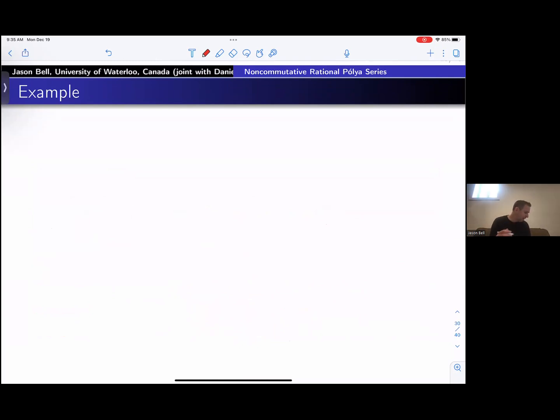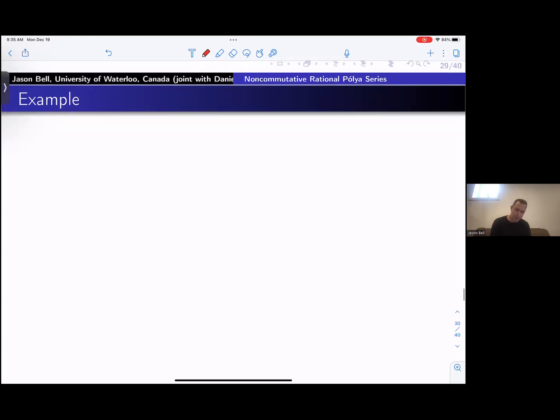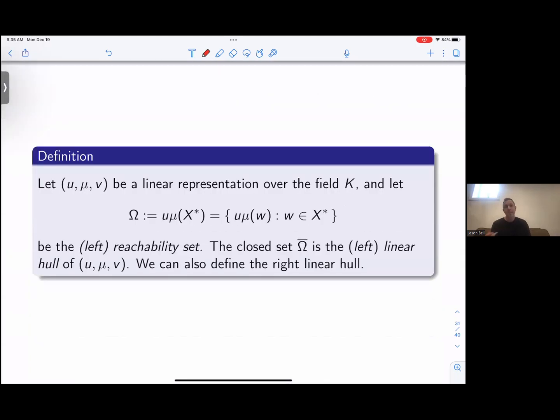Should I do an example? I feel like I've been doing too many examples. I don't know why I put in all these examples, but yeah, I will not do an example. I'll just go straight to the definition.